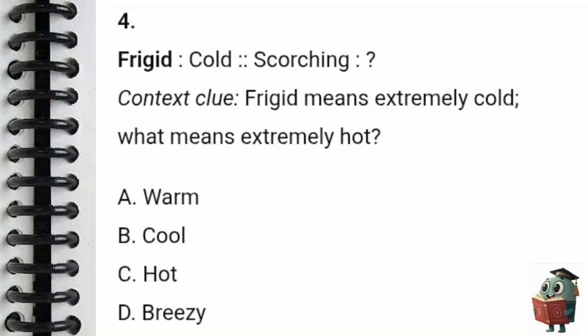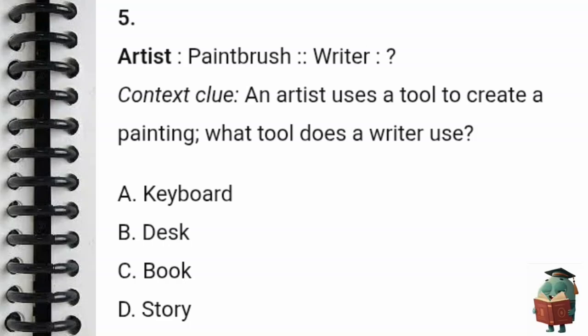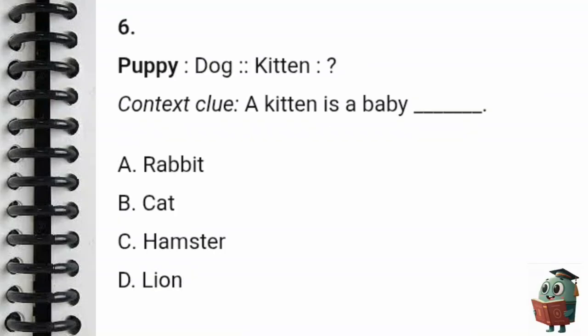Clue: Frigid means extremely cold. What means extremely hot? A. Warm. B. Cool. C. Hot. D. Breezy. 5. Artist is to paintbrush, as writer is to blank. Clue: An artist uses a tool to create a painting. What tool does a writer use? A. Keyboard. B. Desk. C. Book. D. Story. 6. Puppy is to dog, as kitten is to blank.